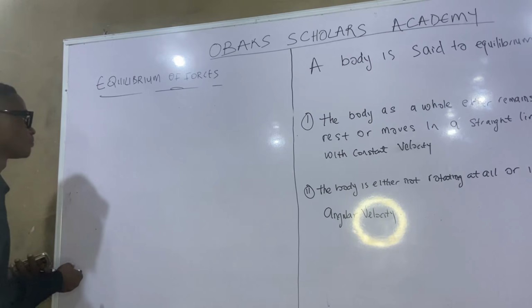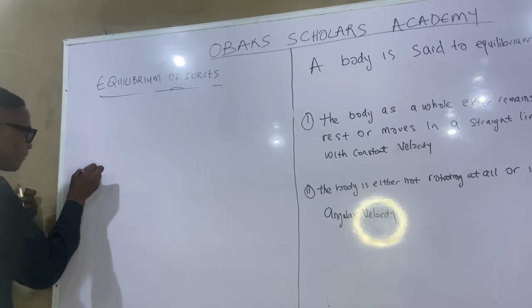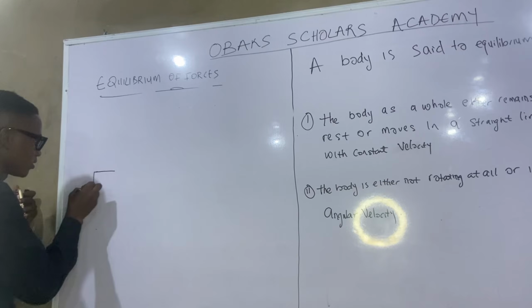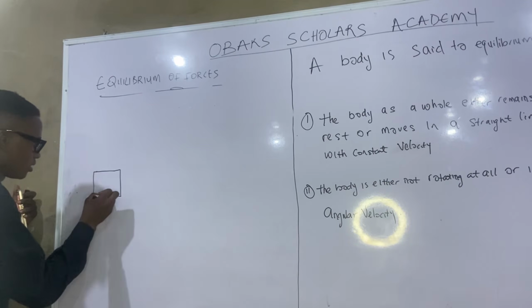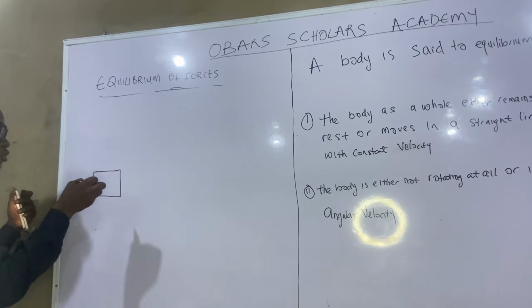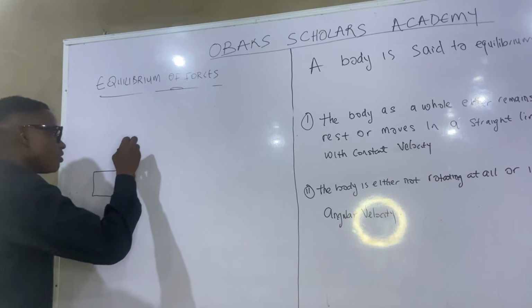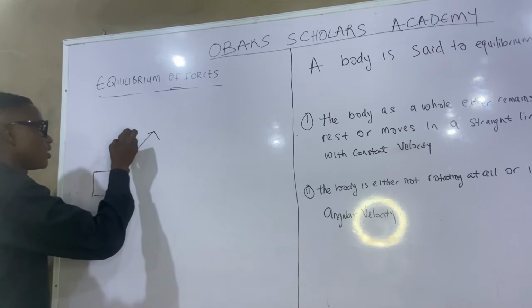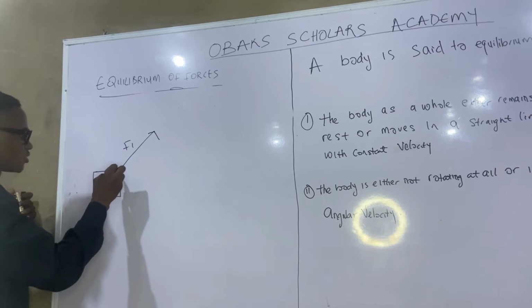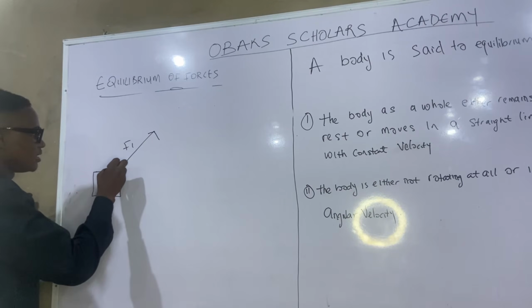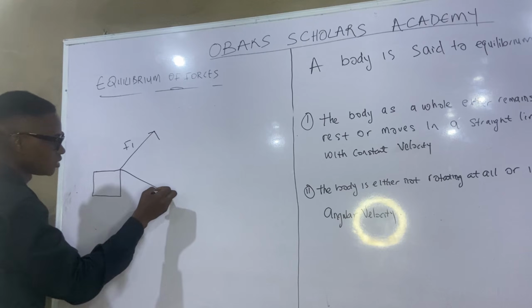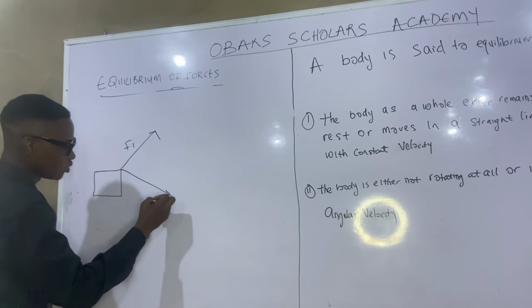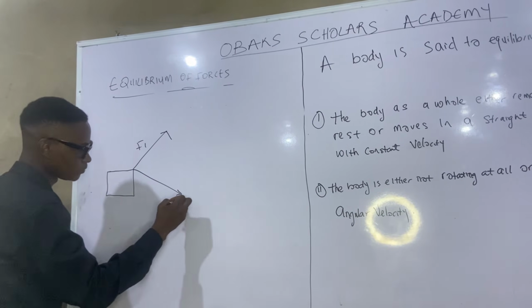So let's assume that this is a body, a block, and we have two forces acting on it. This force is going in this direction, let's call it F1. And this force is going in this direction, let's call it F2.